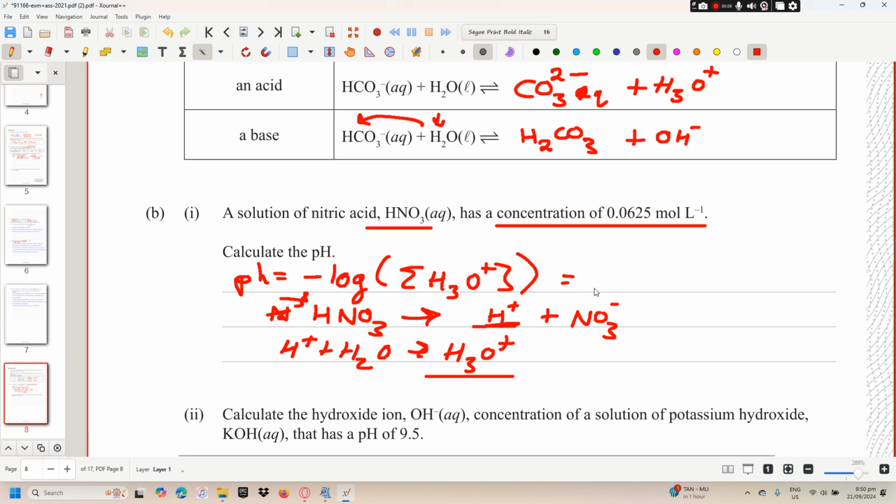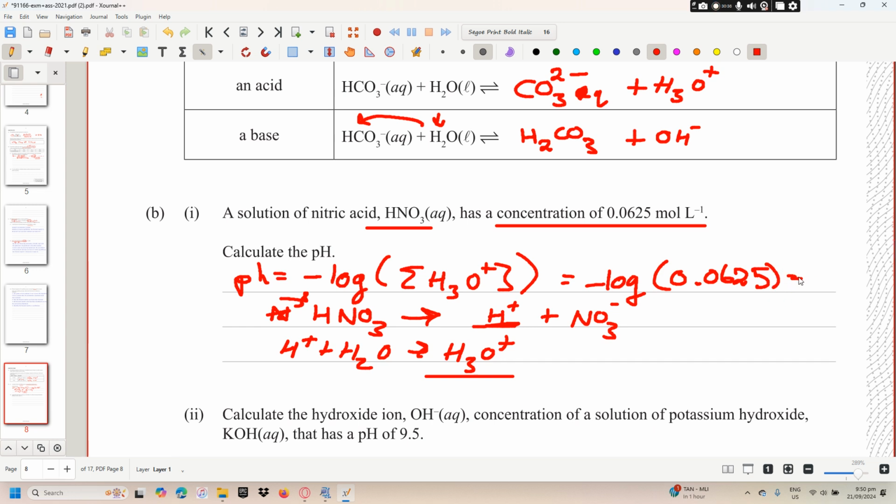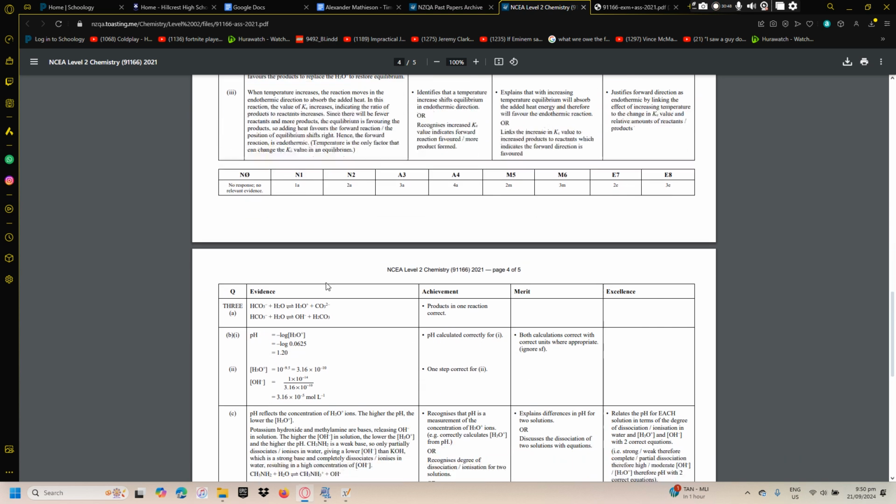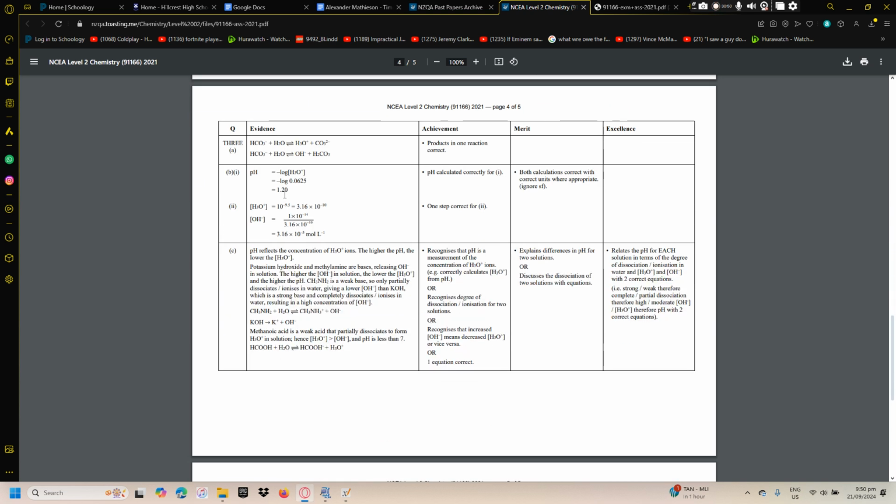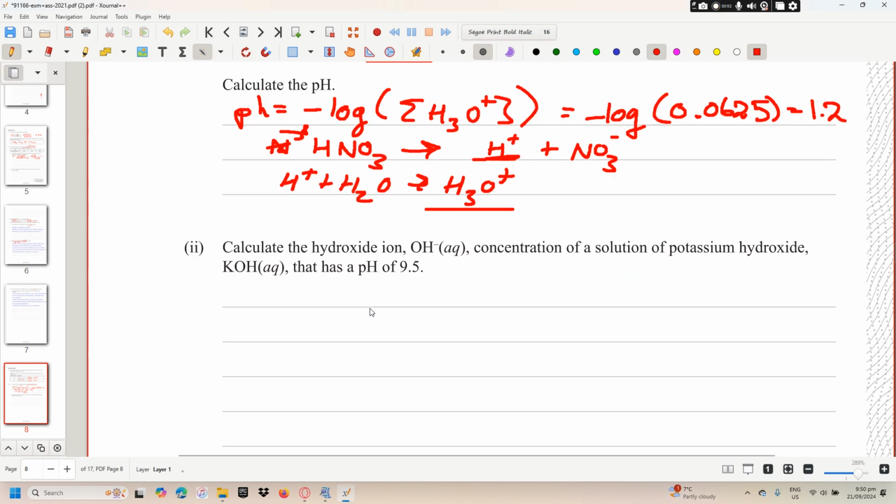And therefore, the pH is negative log of this concentration. And that will come out to some number. Negative log 0.0625, 1.2. And, you know, that should make sense. It's a very strong acid. Makes logical sense. There it is, 1.2. Nice and easy.